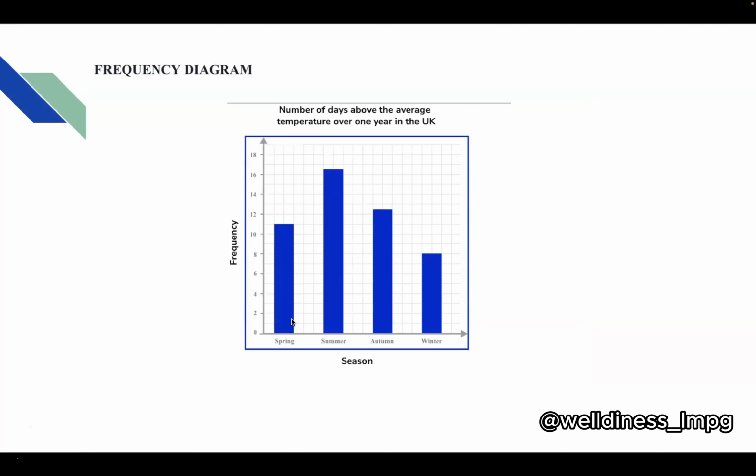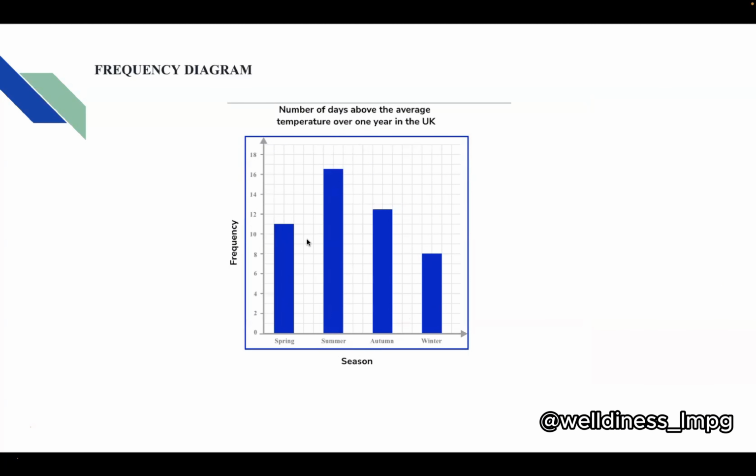So let's look at this other example. You know, in Nigeria, which is in the tropical zone, we usually just have the rainy season and the dry season. In the northern hemisphere, countries like America, Europe, and so on, they have spring, summer, autumn, and winter.